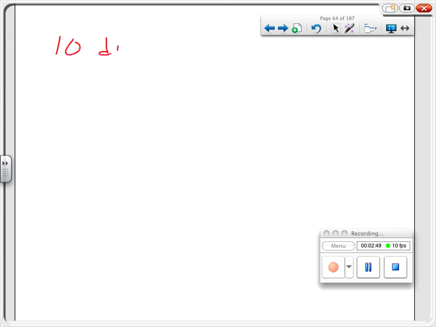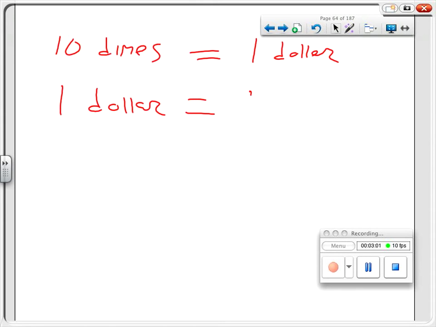10 dimes equals $1. And we'll have the equal sign. We'll say $1 equals 10 dimes. Would you say that these two equalities are the same? Yeah. Oh, my students are very sharp. All right. Would you say that these are the same? Yes. They're the same statement, even though the order is switched around. Does that make sense?